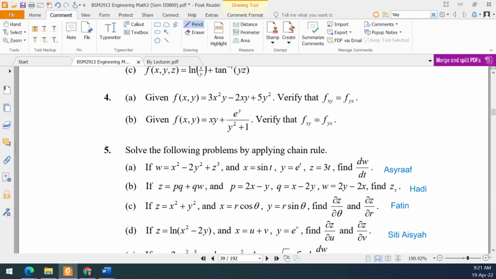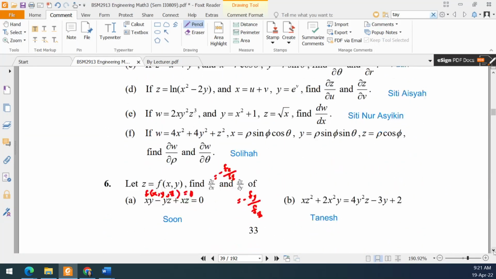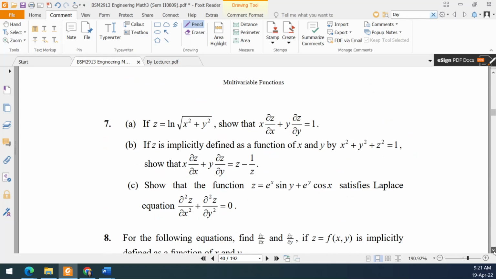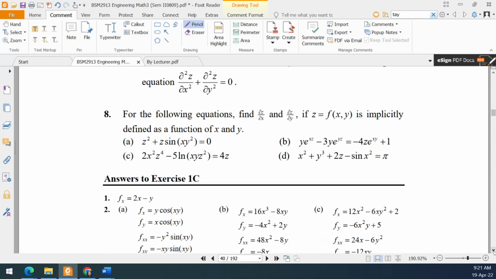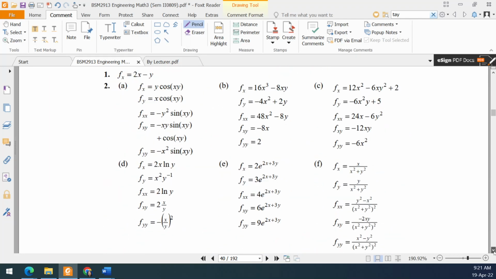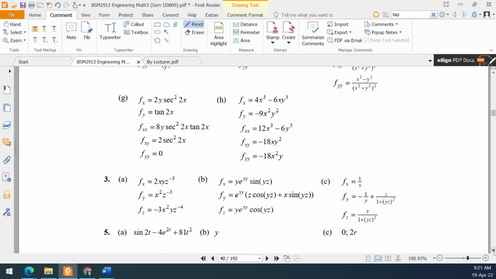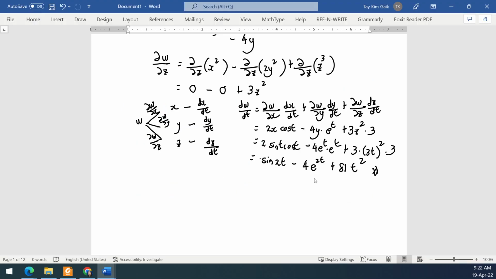So your dw dt is sin 2t minus 4 exponent 2t plus 81t squared. You can download the exercise 1c there. This is question 5a. Correct or not?